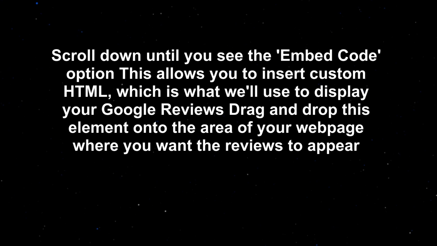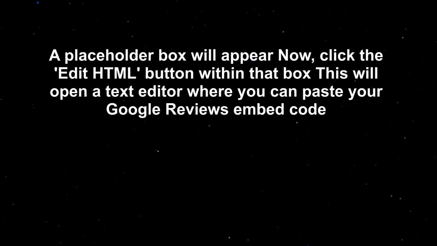Drag and drop this element onto the area of your web page where you want the reviews to appear. A placeholder box will appear now. Click the Edit HTML button within that box. This will open a text editor where you can paste your Google reviews embed code.